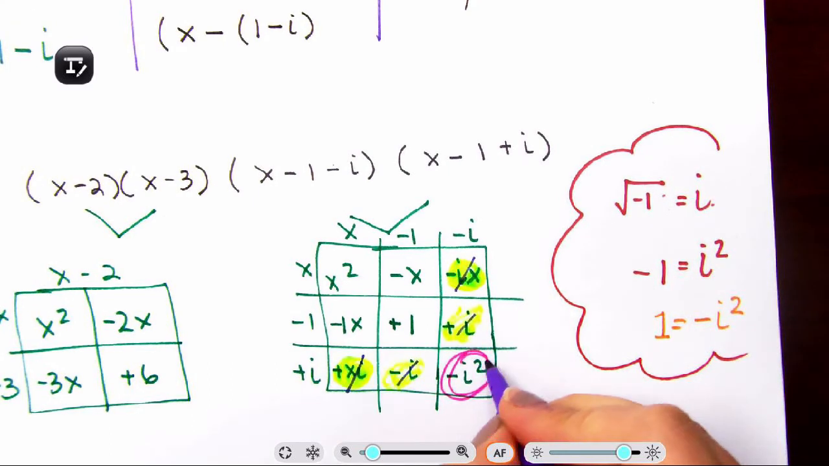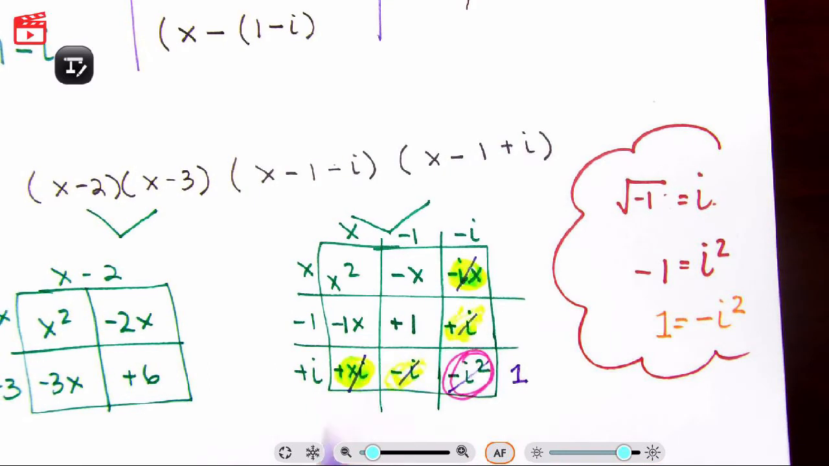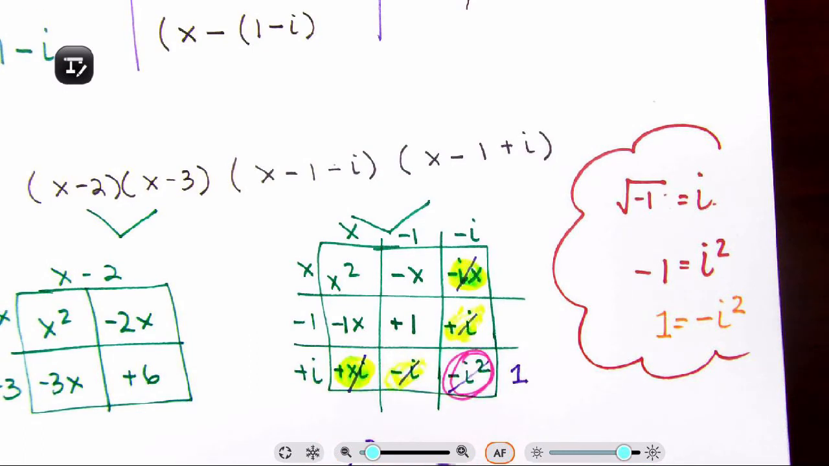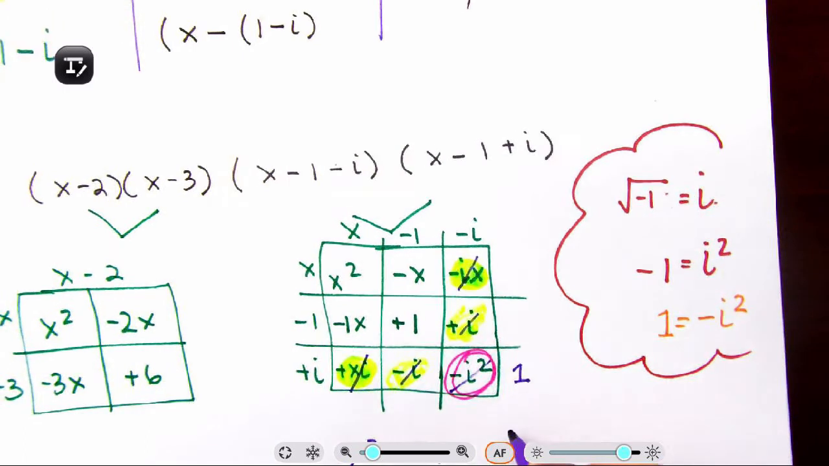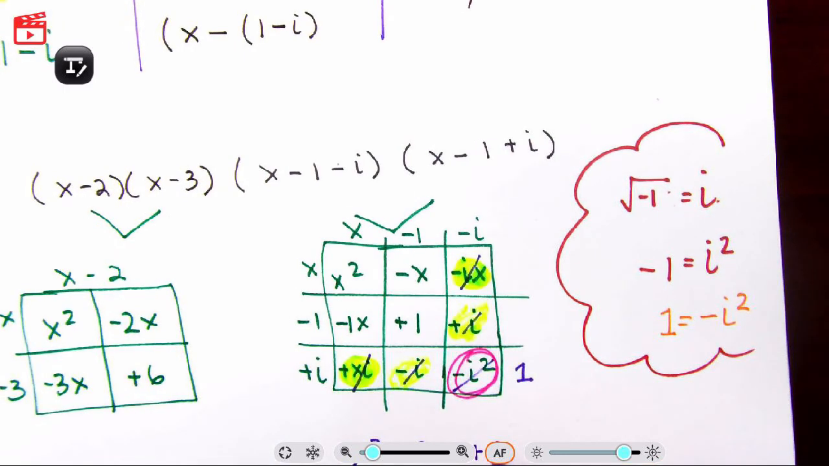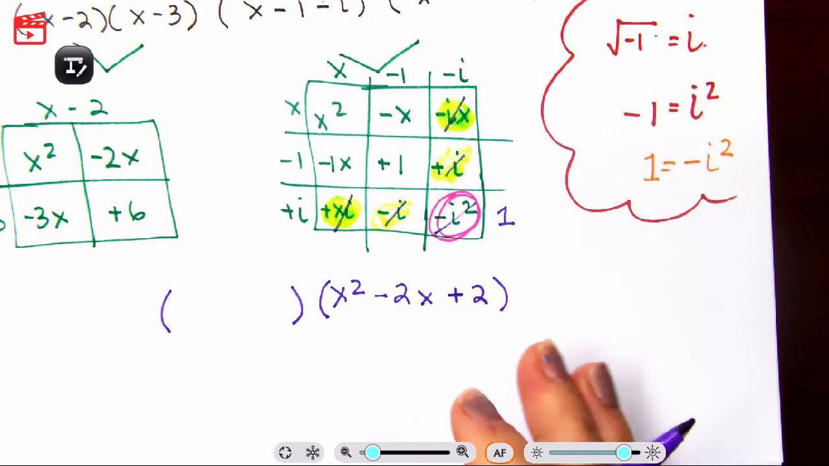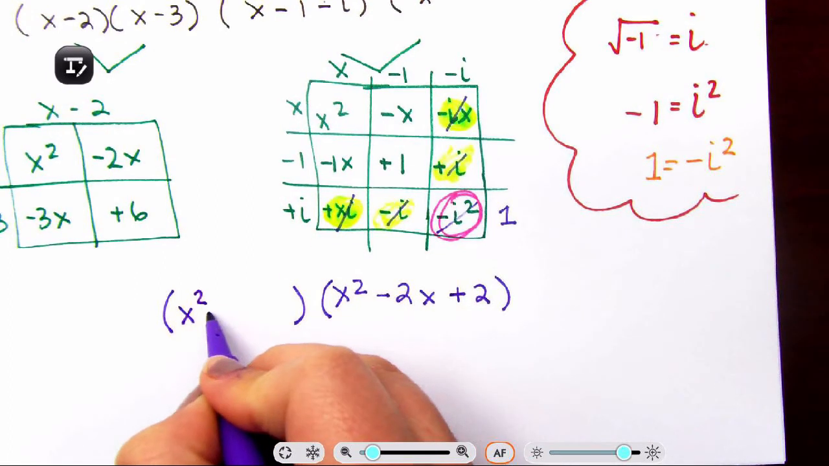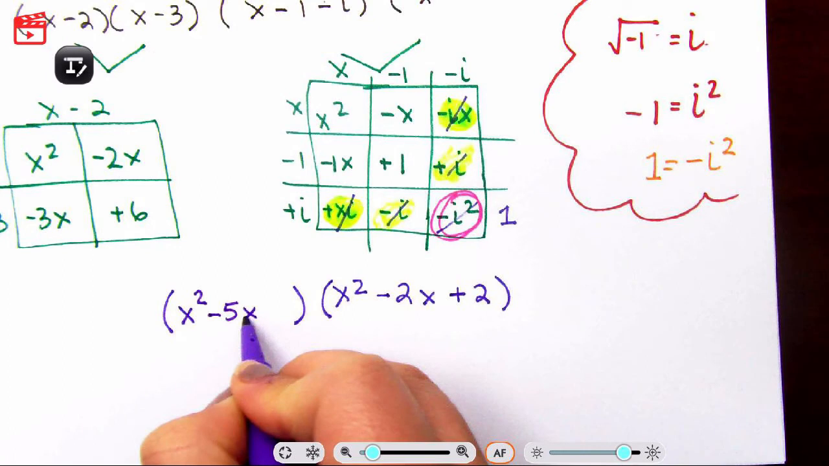So what do I have here? I have x squared. I have minus 2x. I have a plus 1. And I have another plus 1 right here. So plus 1, and then I have another plus 1. So I have a plus 2. I still have this one here that I need to multiply by. Oh, you guys can see that? That is x squared minus 5x plus 6.